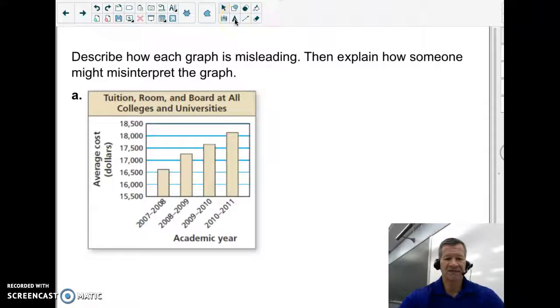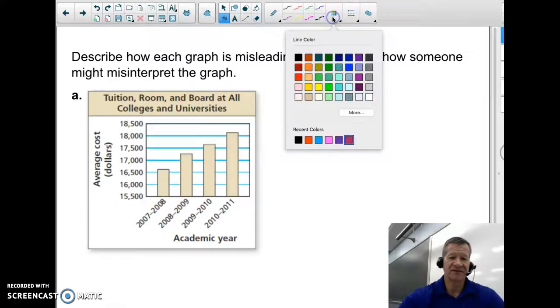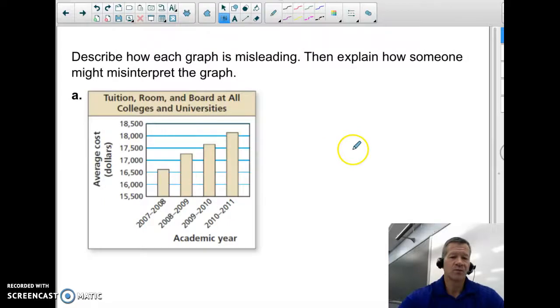And for the last example of section 7.5, we're going to talk about misleading graphs and charts. Okay, so let's start out with this first one. It's asking us to describe how the graph is misleading and then explain how someone might misinterpret the graph. Okay, so how is this graph misleading?